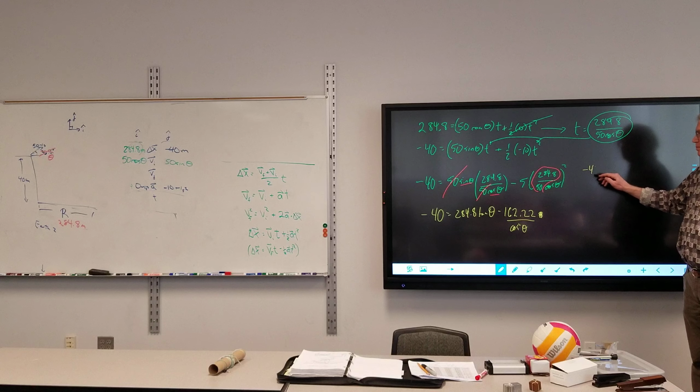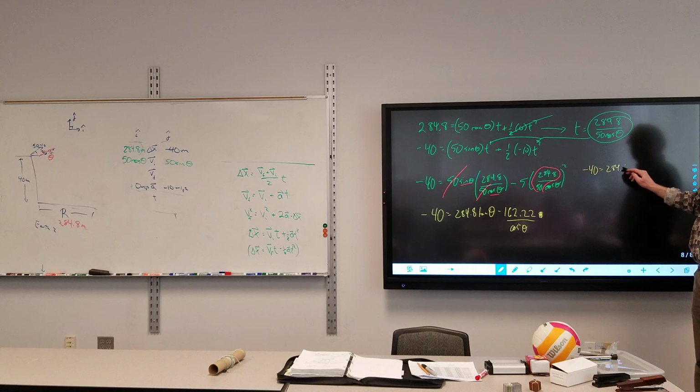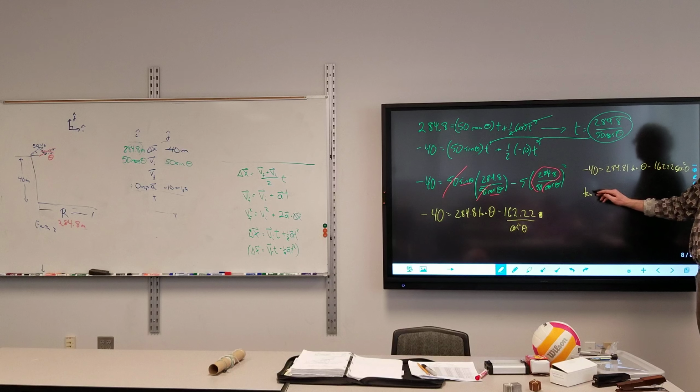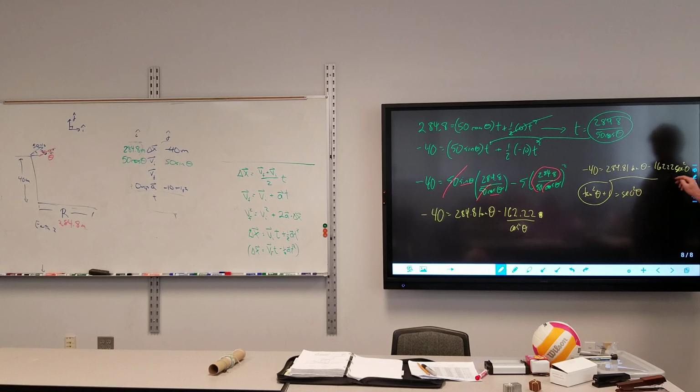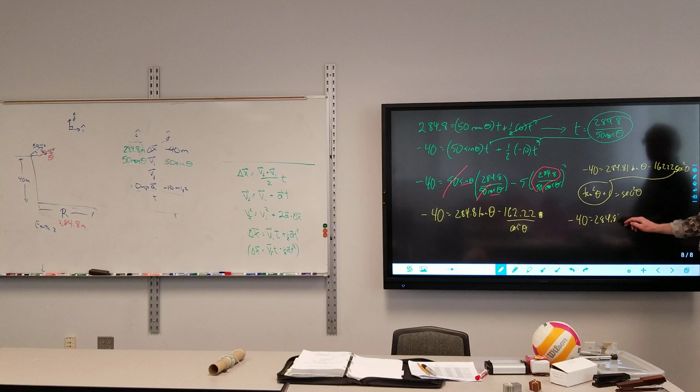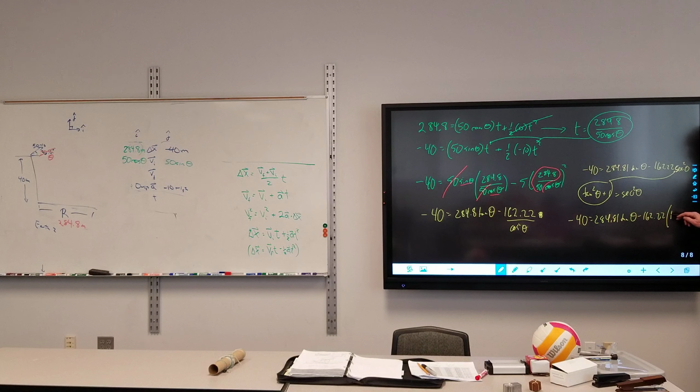So negative 40 equals 284.8 tangent of theta minus 162.22 secant squared theta. Doing that trig substitution that everybody knows and loves, we all know that tangent squared theta plus 1 is equal to secant squared theta. So I'll plug that in here. Negative 40 equals 284.8 tangent of theta minus 162.22 times tan squared theta plus 1.